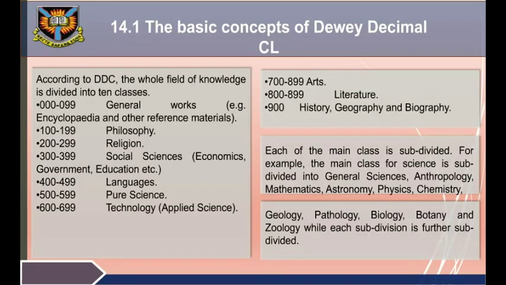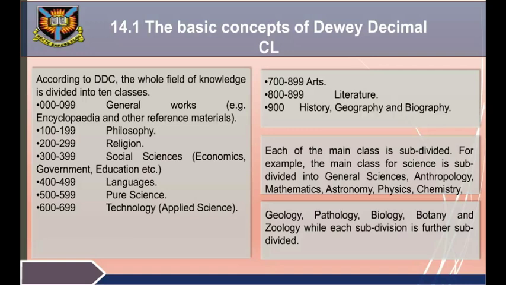According to DDC, the whole field of knowledge is divided into 10 classes. 000 to 099, general works, e.g., encyclopedia and other reference materials. 100 to 199, philosophy. 200 to 299, religion. 300 to 399, social sciences, economics, government, education, and so on. 400 to 499, languages. 500 to 599, pure science. 600 to 699, technology, applied science. 700 to 799, arts. 800 to 899, literature. 900, history, geography, and biography.